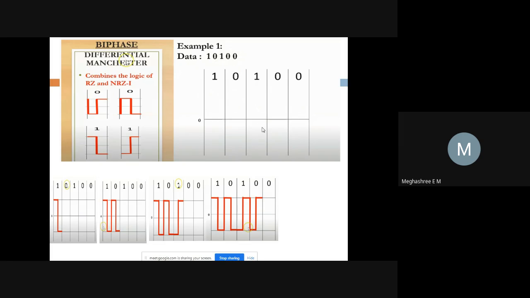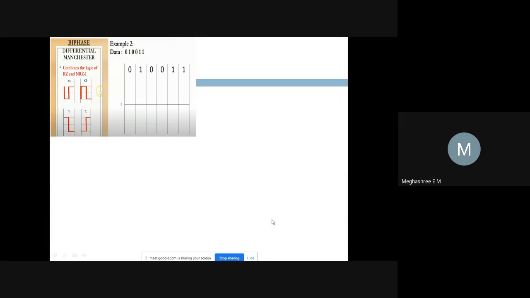The last bit is 0 here, right? So which one do you have to use, this one or this one? You have to consider the previous signal. It ended at the positive side, that's why I'll be using this one. Okay, see here, for the last bit I've used this representation of 0. I hope you understood. So you remember this, the other things are easy to write. Okay, so that is one example.